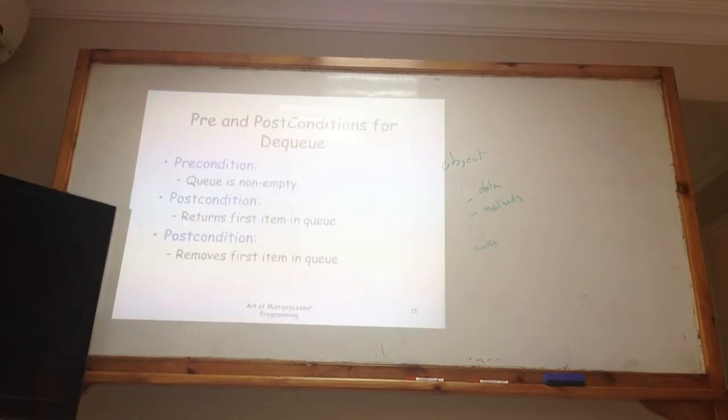So for instance, this is the example for the dequeue operation. For the queue to work, the queue has to be non-empty. The post condition: the operation itself would remove 1 item, which is the first item of the queue, and the queue itself would contain 1 less item. So 1 item is removed from the queue and 1 item is returned by the function.